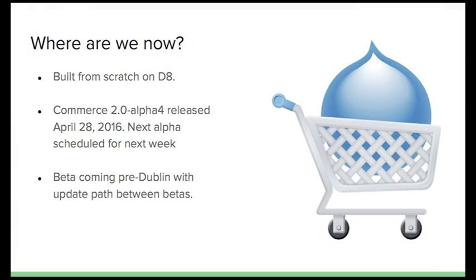So, as I said, we started from scratch, and here we are now. Our last alpha release was released in May, and we'll release another alpha release somewhere around this camp, I'm guessing Monday or Tuesday, and that will be the last alpha release of Drupal Commerce 2.x. By Drupal Camp Dublin, which will happen at the end of September, we'll have a beta release which will be production ready, which means an upgrade path.